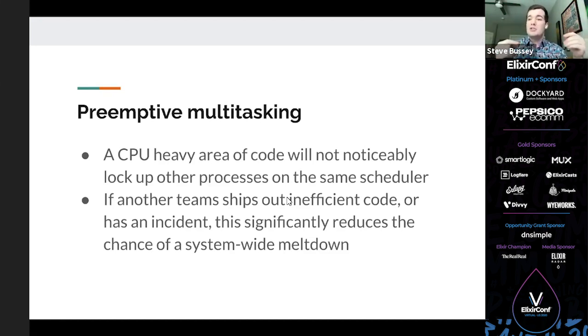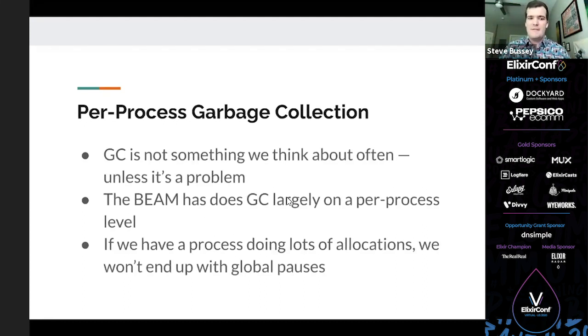So an example of this from a social perspective is if another team ships out inefficient code. They ship out an endpoint that serializes 100 megabytes of data, and that's going to just take a while on the CPU. If there's an incident with that, the chance that there's going to be a system-wide meltdown is significantly reduced because of this preemptive multitasking. For me, this is one of my favorite things about the Beam. So if you aren't familiar with this, I'd say look this up a little bit and read some about it, just because it is really interesting stuff.